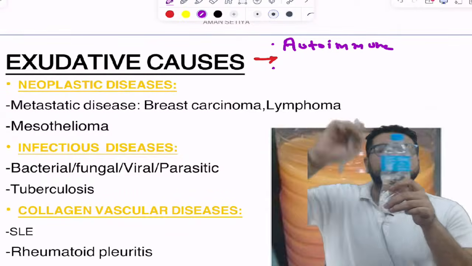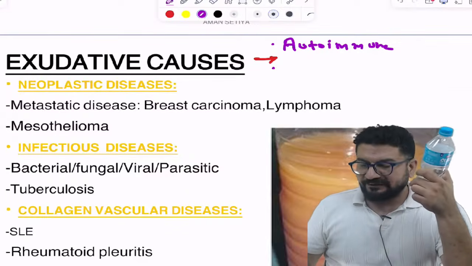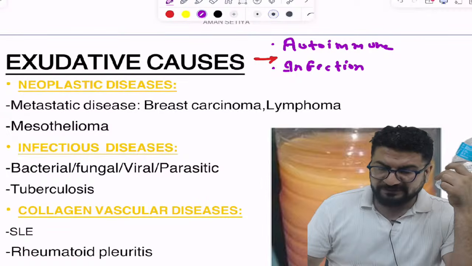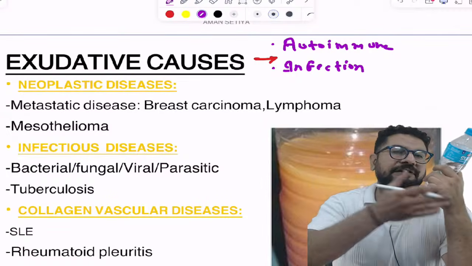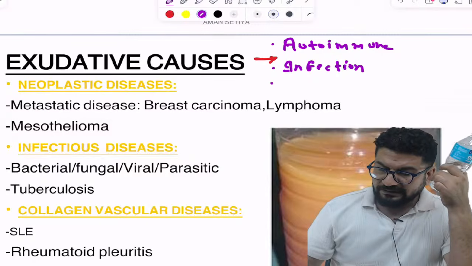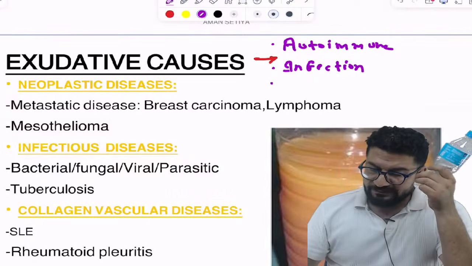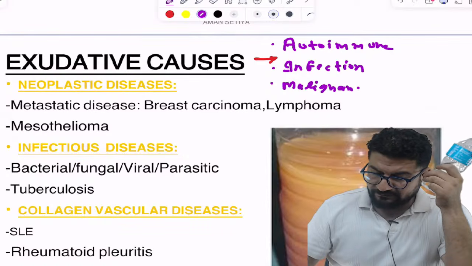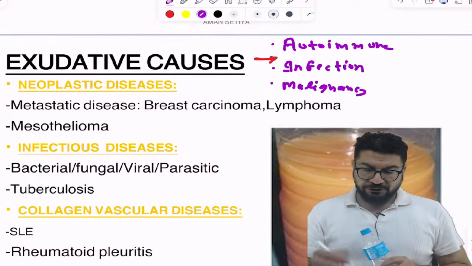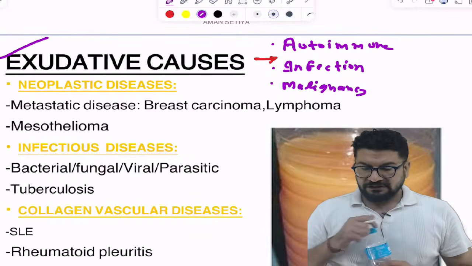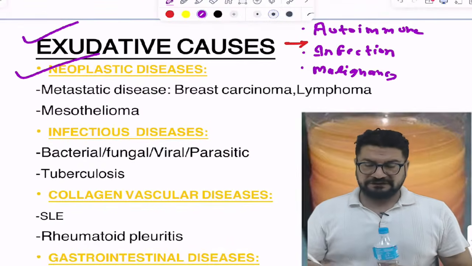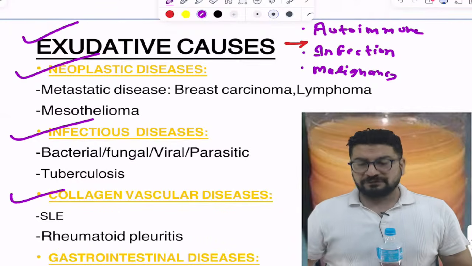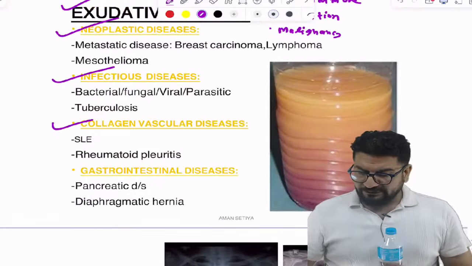What else do you add? Add some cells. Where will the body have cells? In infection. In any infection WBCs increase, sometimes lymphocytes, in virus, and in bacteria we get neutrophils. In cancer also we have cells. Malignancy. So just remember, in cancer, infection, autoimmune disease, you will get an exudate. Simple. So look carefully: neoplastic conditions, meaning cancers, infections, TB or any bacterial infection, autoimmune disease, which we also call collagen vascular disease, here you will get an exudate.